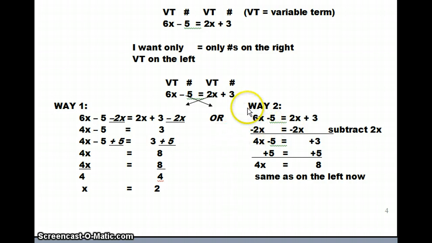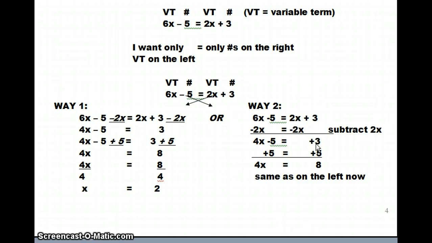So we draw our line and we go 6 minus 2 is 4x. The negative 5 comes down because we haven't added or subtracted anything to it. 2x minus 2x gives us 0x, and 0 times anything is 0, so it goes away. And we bring the 3 down because it hasn't been added anything.